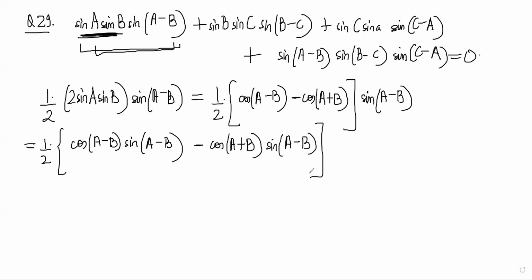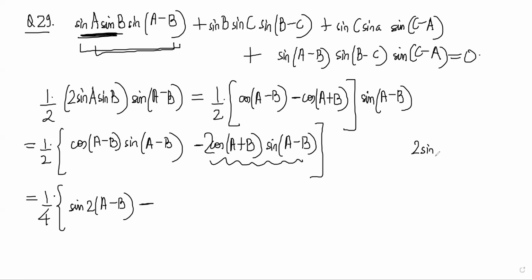And then obviously we can use formulas again. I need another half outside so that I can put 2 both ways, right? Yes sir. If I put 2 here, this is clearly sine of twice of A minus B. And here I am getting a 2 cos A plus B sine A minus B, right? So you can write it as 2 sine A minus B cos A plus B.